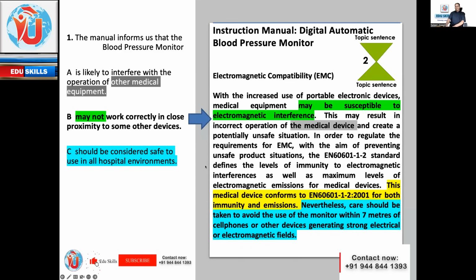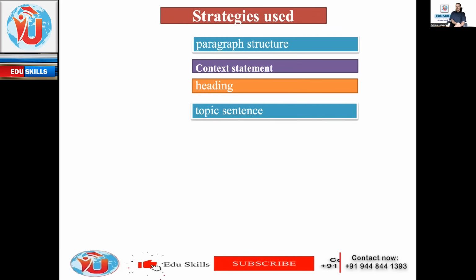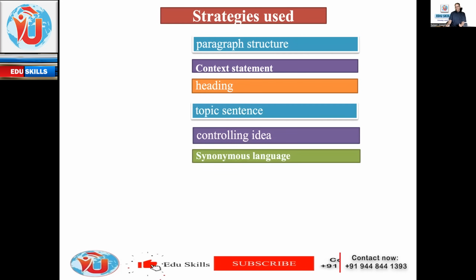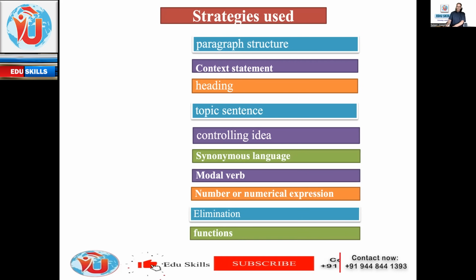Paragraph structure, the second type of paragraph. What are the strategies used? Paragraph structure. Okay. Second, the context statement gives you a clue into the answer. Third, the heading gives you a clue to your answer. The topic sentence is the paraphrasing of the answer option. The controlling idea is there in the topic sentence, because medical, BPM, and with other electronic devices is the controlling idea. Synonymous language is being used: proximity and other electronic devices. Modal verb should is used. Numerical expression, number 7, is used. And for elimination, one absolute is there, all hospital environments. So the elimination method can be used here.